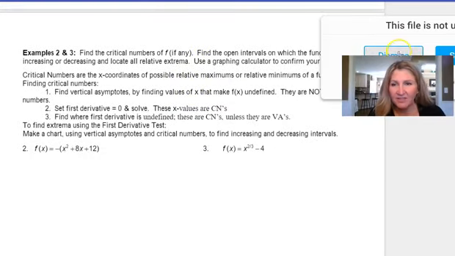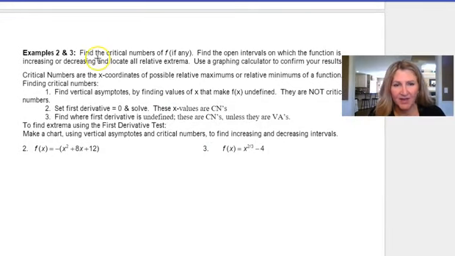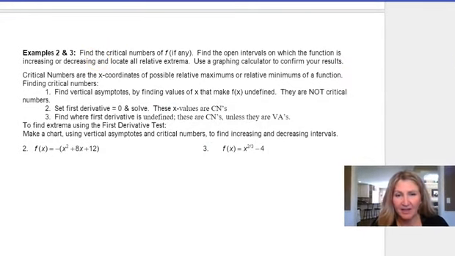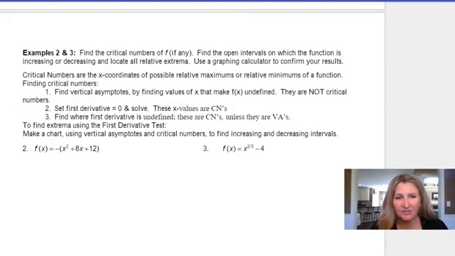Okay, so in our second example here, it says find the critical numbers, if any, and to find the open intervals on which the function is increasing or decreasing, and to locate all relative extrema. Use a graphing calculator to confirm your results. We want to remember what critical numbers are. Critical numbers are the x-coordinates of possible relative maximums or relative minimums of a function.